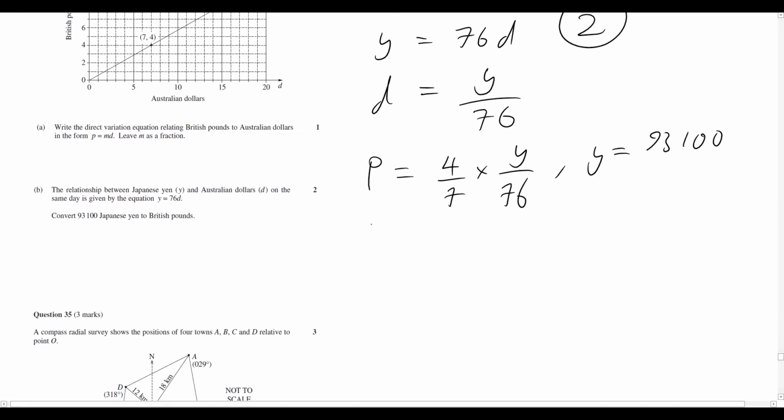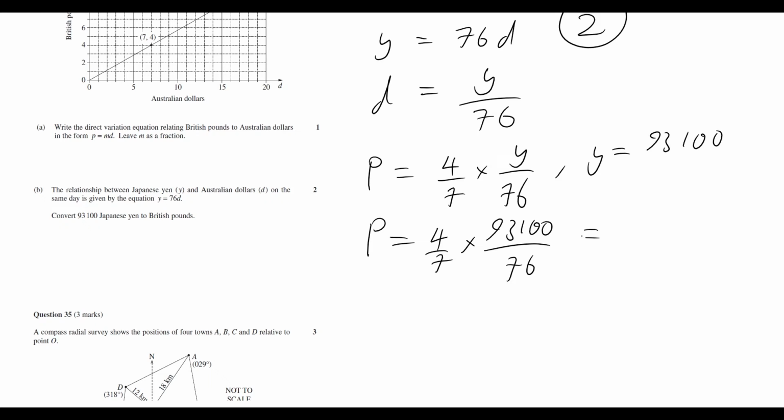So what we get then is that P, the British pounds, is going to be 4 on 7 times 93,100 on 76, and that will end up with an answer of 700 pounds.